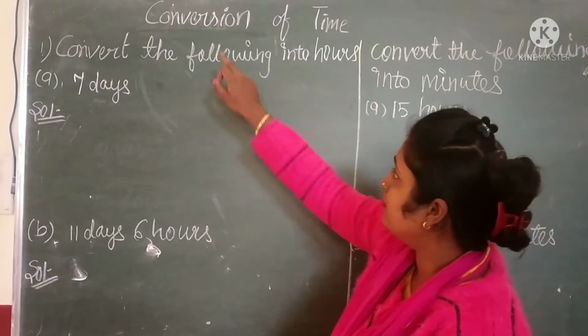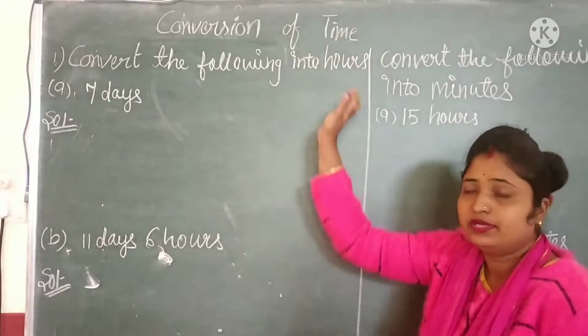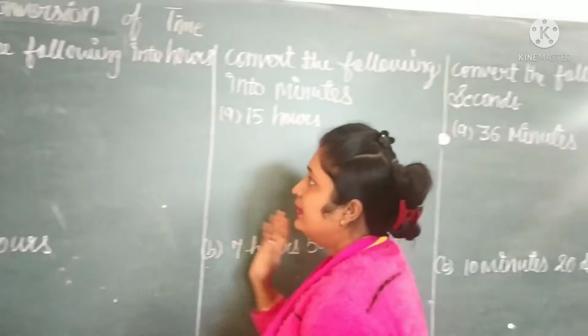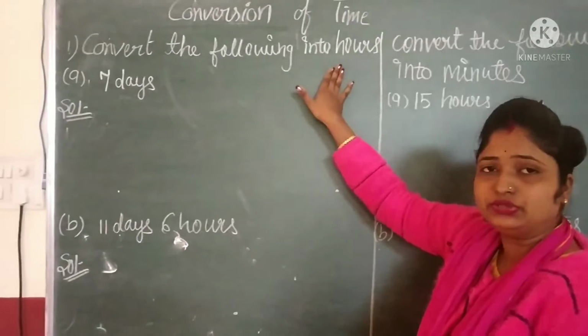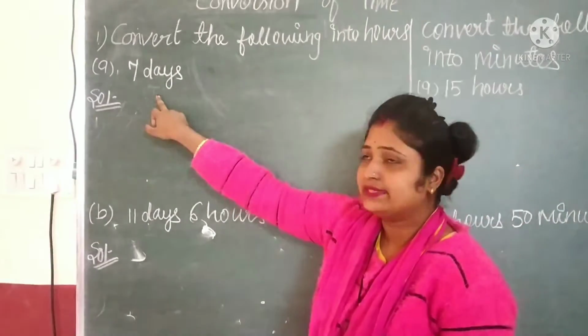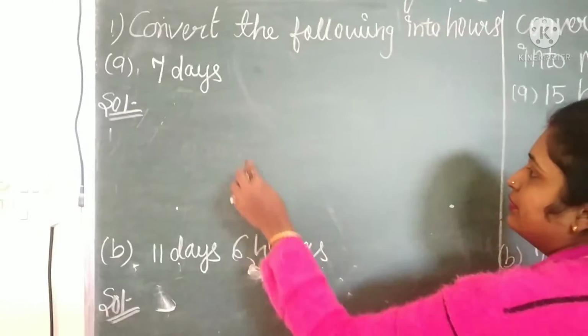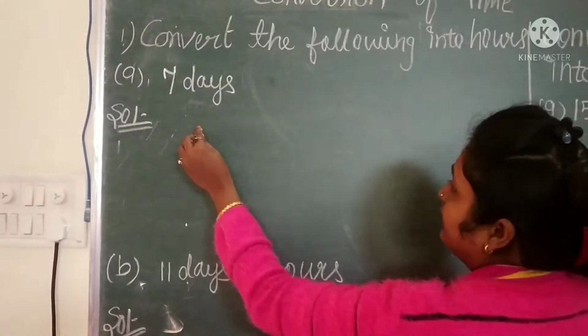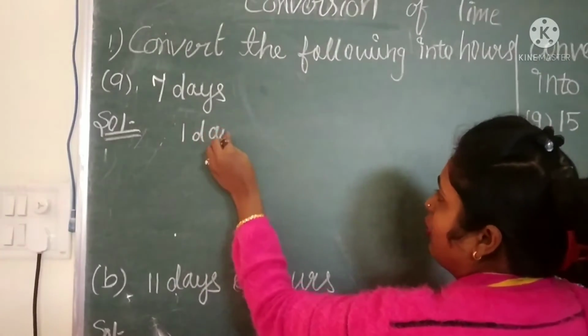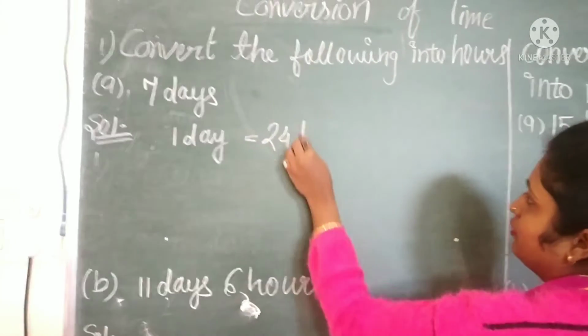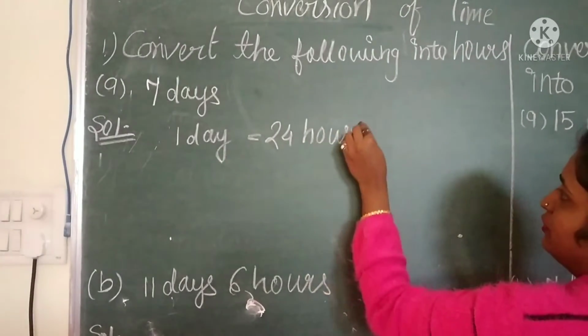Now our next topic is conversion of time. We have to convert into hours, minutes or seconds. First is convert the following into hours. The question is 7 days. You have to convert 7 days into hours. We know that 1 day equals how many hours? 24 hours. Okay.